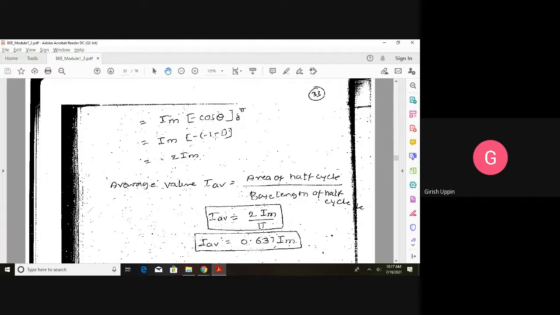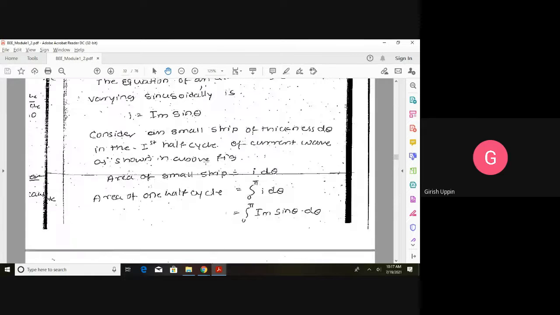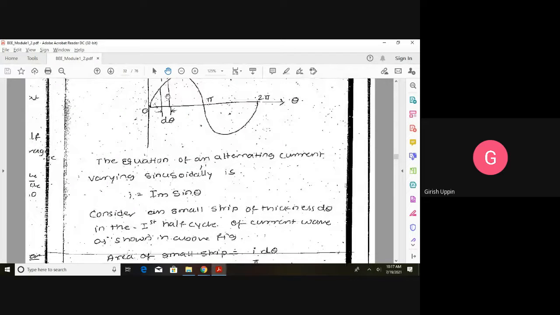So this would be minus 2. Minus 2 into minus is plus 2. So the area is 2 Im. How much is the area of the half cycle? This area is 2 Im.